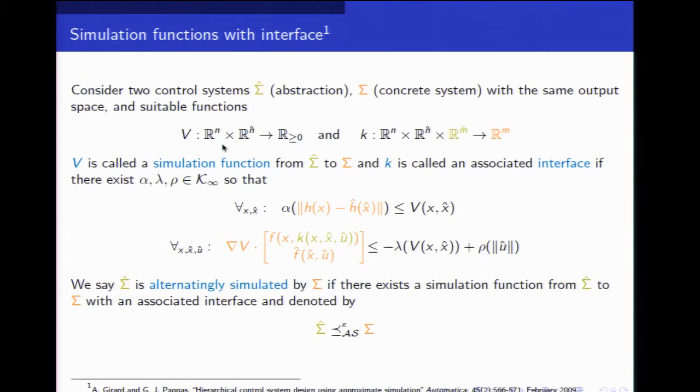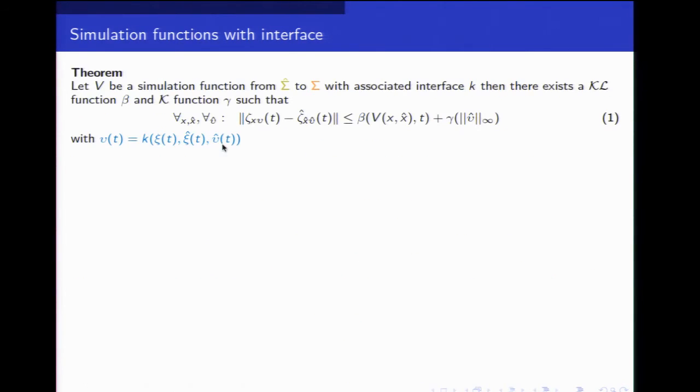We use this notation to say sigma hat is simulated by sigma, which means there exists a simulation function from the system sigma hat to sigma. You can see that, given x hat, the state of the abstraction, and u hat, the input of the abstraction, and the state of the system, this gives the input to the concrete system. That's the role of the interface. The interface tells me how I can refine the controller I designed for the abstraction into a controller for the concrete system. The theorem says that if you have a simulation function from the abstraction to the concrete, you can bound the distance between their output values, so the output values are epsilon close. You can bound the difference between the outputs of the two systems.